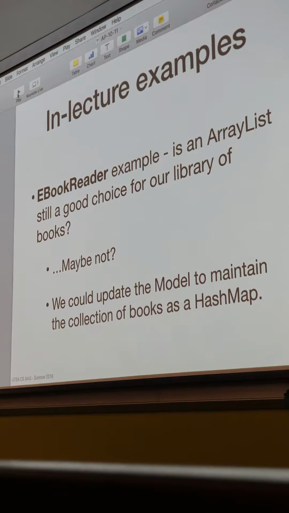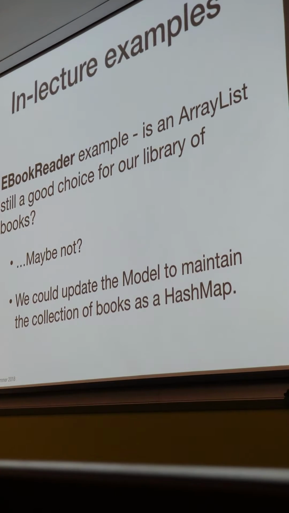In our ebook reader, we had an array list for our books. Is that still a good choice, knowing that we have other data structures available to us? Should we change our implementation of that in-class example as we go forward to be something else? My first thought is maybe we have a hash map instead.